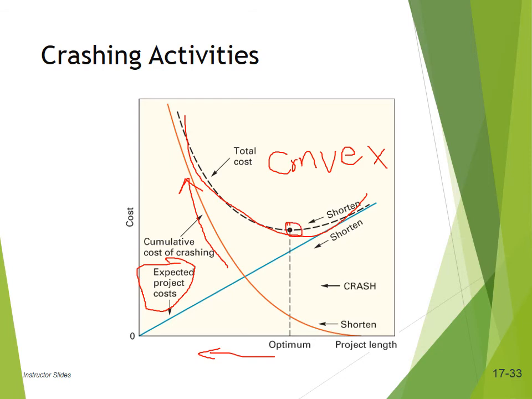So project managers try to arrive at that point at which the total cost of the project is the minimum. But again, it's very difficult to arrive at that point. Most often they're either on the left or on the right. So the optimum point is not reached, but they try to get as close to that optimum point as possible.